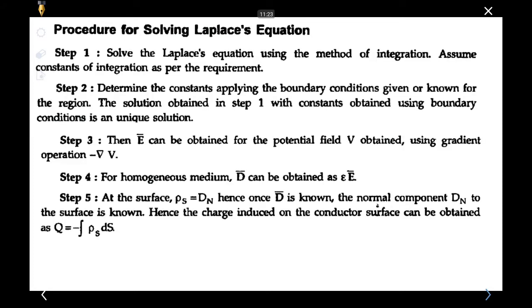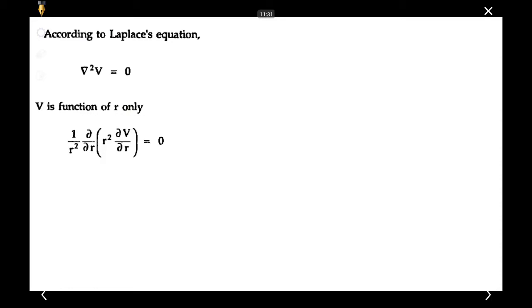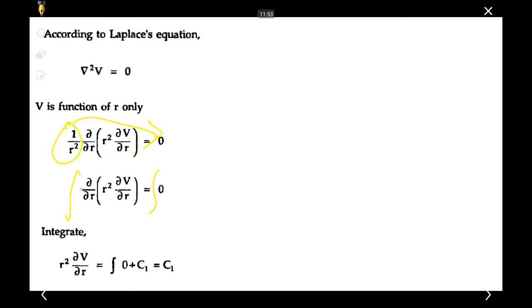So take that equation, and in this equation take 1 by R square to the other side. So again it will be dou by dou R of R square dou V by dou R equal to 0. Now integrate on both sides. When you integrate 0, we will get a constant. So the constant we can take as C1. Here when you integrate this side, this term will go. So you will get R square dou V by dou R is equal to integration of 0, which gives a constant C1.